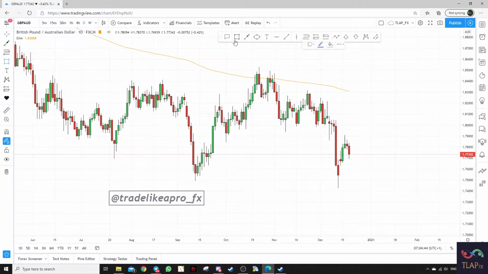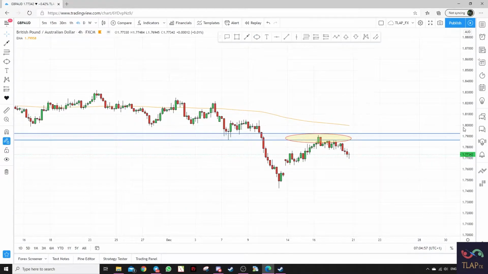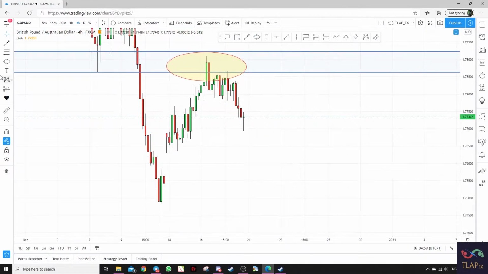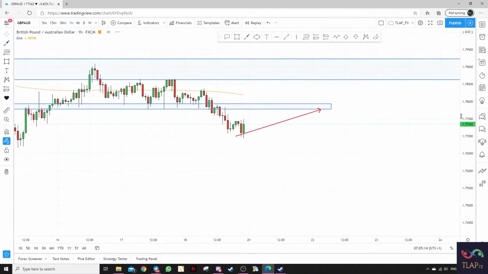So next up we have Pound Aussie. We identify a zone here where prices got rejected and form an inside bar followed up by a breakdown. So we drop down to the lower time frame. You can see that there is a structure created here. Multiple rejections inside this zone, right? So what we're looking for would be a retest onto this level.